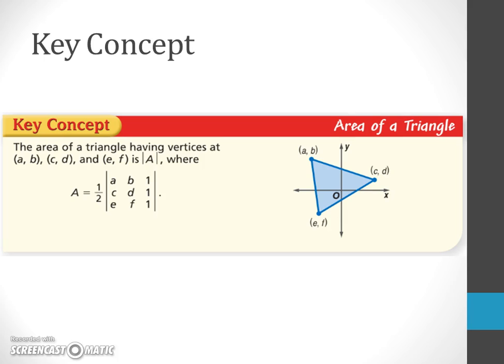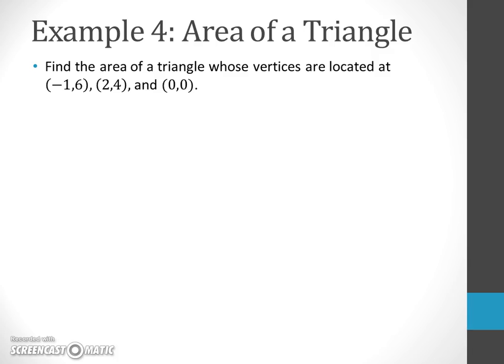Our key concept here, the next one, the area of a triangle having vertices of A, B, C, D, and E, F is the absolute value of A, where A equals 1/2 times the determinant of A, C, E, B, D, F, 1, 1, 1. So let's see an example of finding the area of a triangle. So we have -1, 6, 2, 4, and 0, 0.